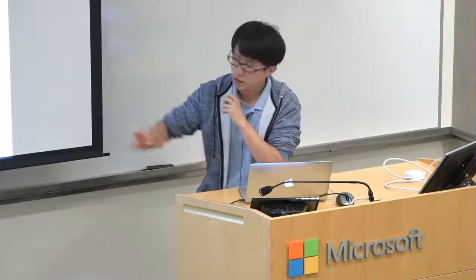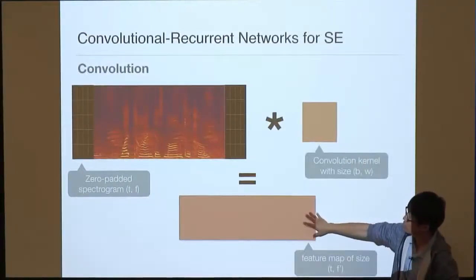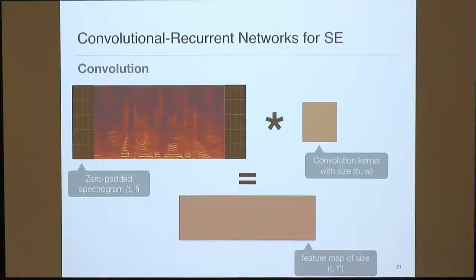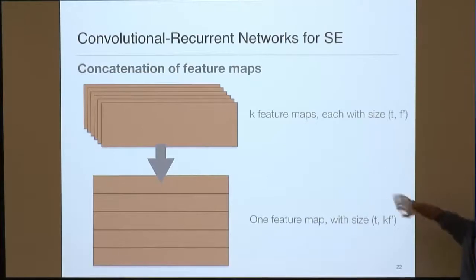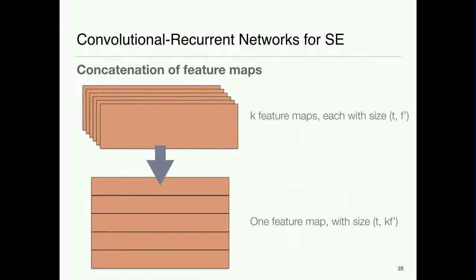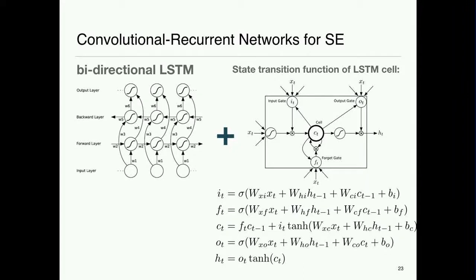So here, one convolution kernel will give us a corresponding feature map, but we can have many different convolution kernels. And what we do is we just concatenate all the feature maps together. Say each feature map is of size t by f prime, and if we have k different feature maps, we just concatenate them together to get a large one. The length of the time step is still t, but the dimension of each feature map is k times the original size. So after we obtain the large feature map here, we just feed it into a bidirectional LSTM.